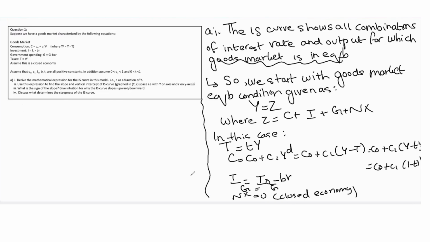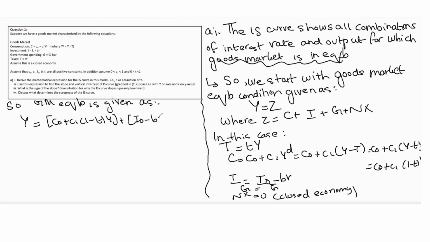So we start with the goods market equilibrium condition, where Y is equal to demand for goods, which is the sum of consumption, which is C0 plus C1(1 minus t)Y, plus investment, which is I0 minus bR, plus government spending, which is G bar. So we've written a goods market equilibrium condition where output, income, or production is equal to demand for goods, which is a sum of C, I, and G.